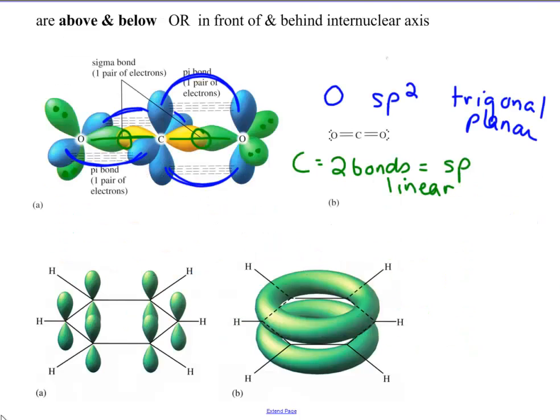Okay, this is the structure of benzene. So each of the points here is a carbon atom.